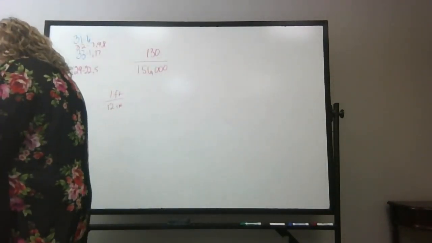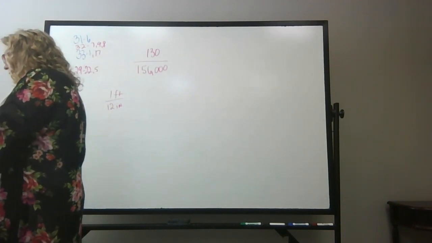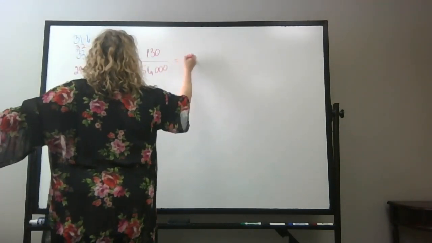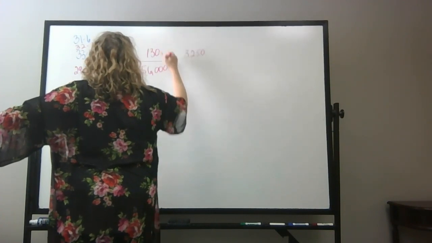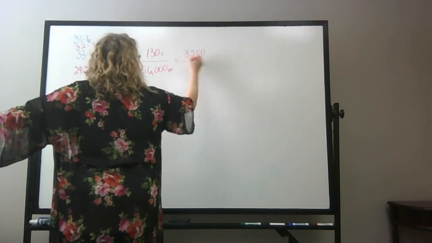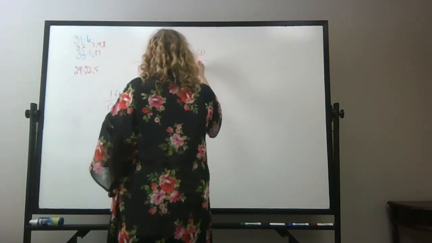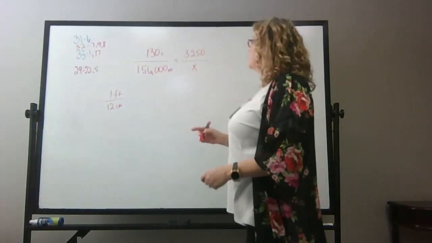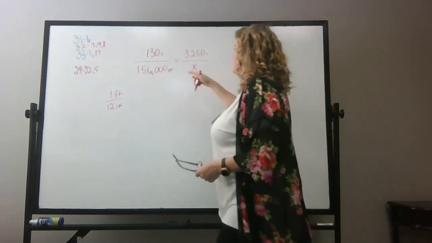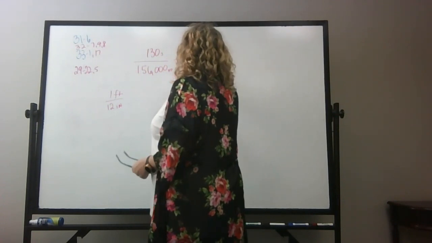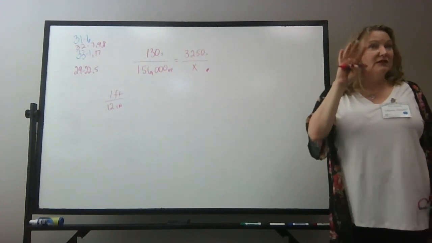Then they ask, if there was a total of 3,250 squirrels, how many good hiding places were there? So I'm going to solve for x, the number of good hiding places. I've set up these two ratios where the top number is the squirrels and the bottom number is the number of hiding places. So everything's in the same spot.